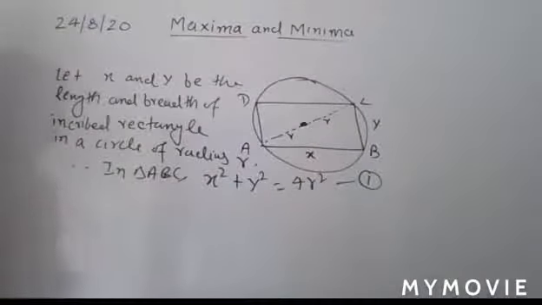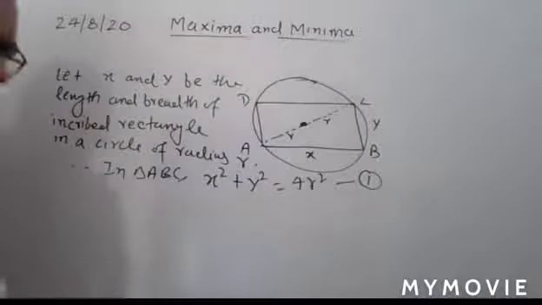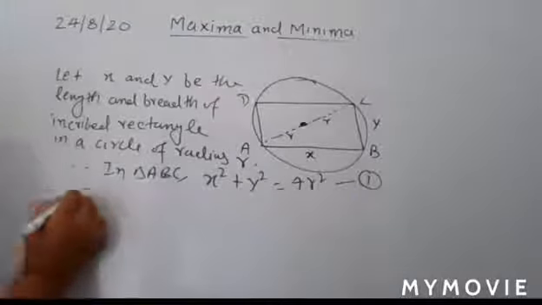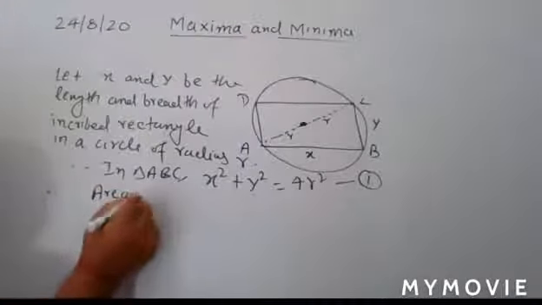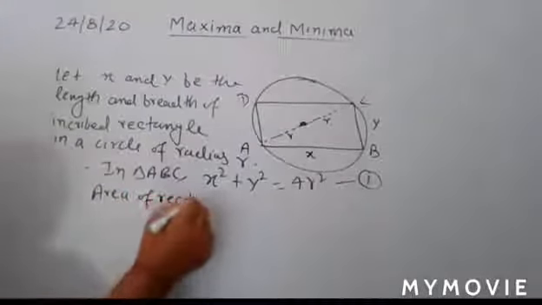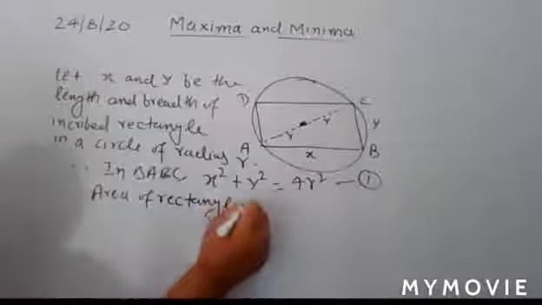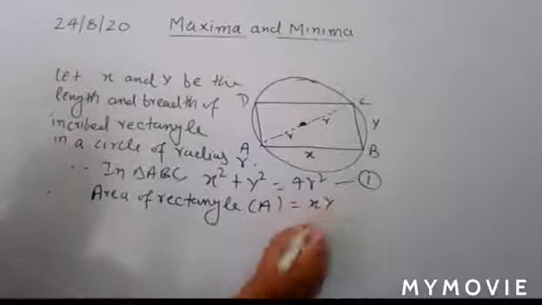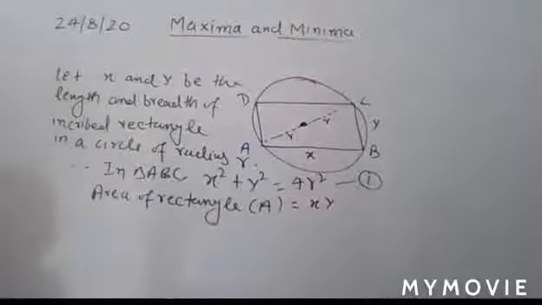x square plus y square is equal to 4r square. Okay. Now what is area? So hence the area of the rectangle that is maximized, which we take as A, is equal to x into y.